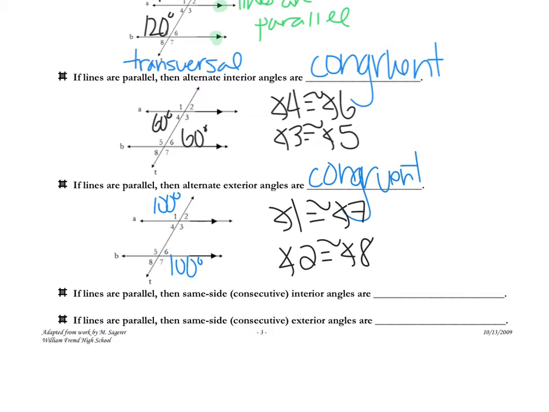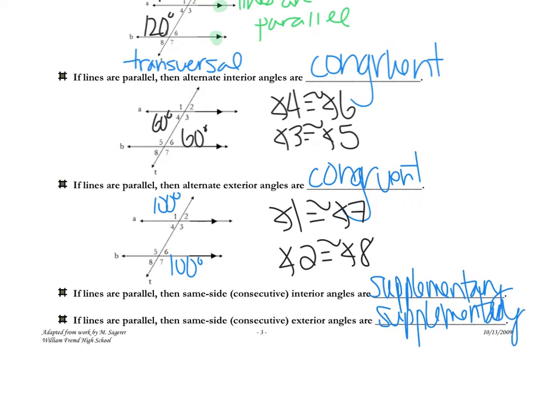So if lines are parallel, then same side consecutive interior angles are supplementary, meaning they add up to 180 degrees. And then if lines are parallel, then same side consecutive exterior angles are also supplementary. So corresponding, alternate interior, alternate exterior are all congruent, but same side is supplementary. Think S to S. Okay, same side, supplementary.